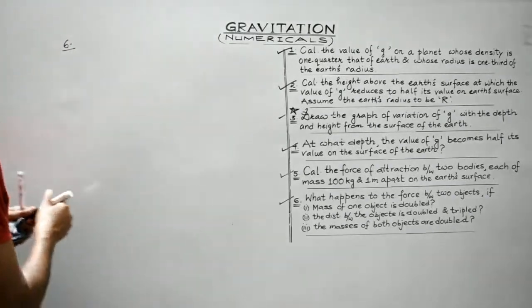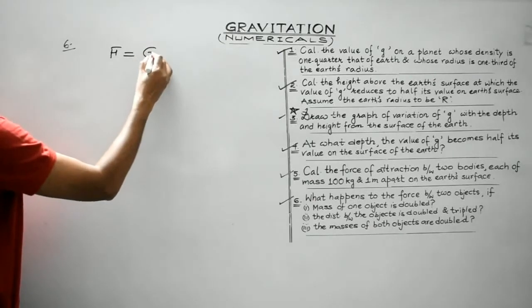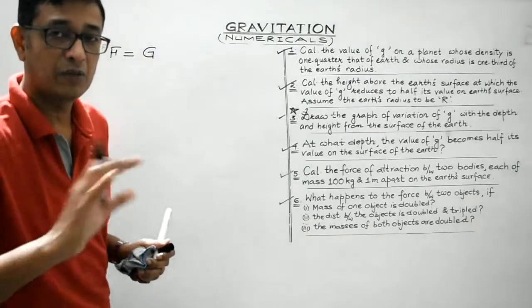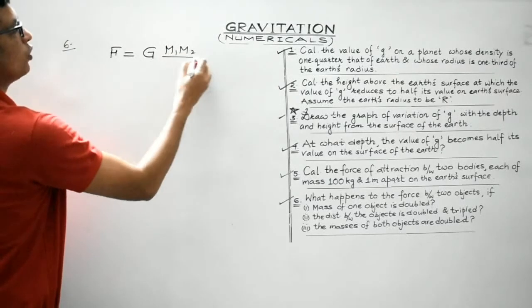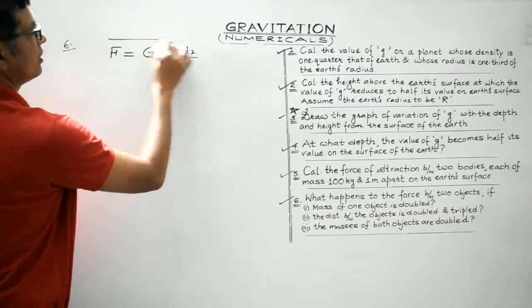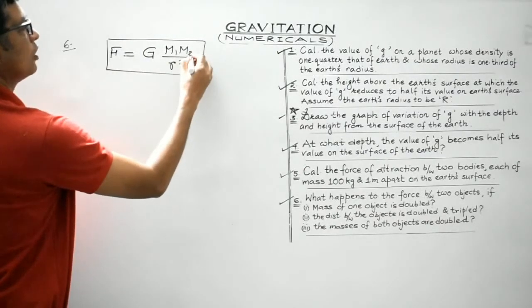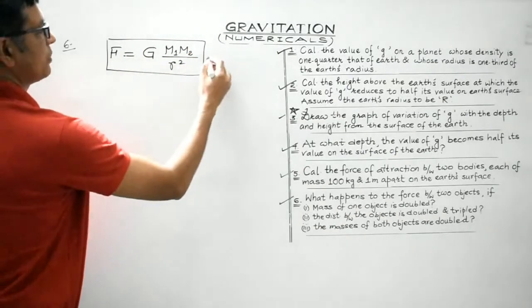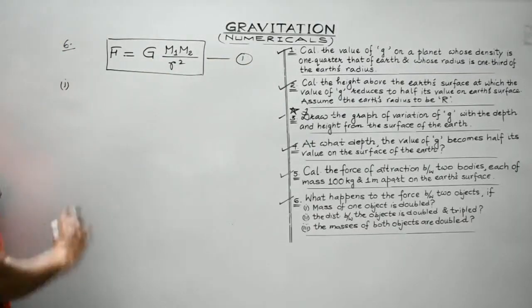Now look, students. The master formula for the force existing between two material bodies is given by F = G m1 m2 by r square. This is the basic formula to be used, the mathematical expression for the universal law of gravitation. Okay, now let's consider the first part.